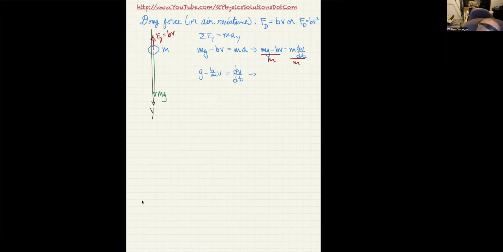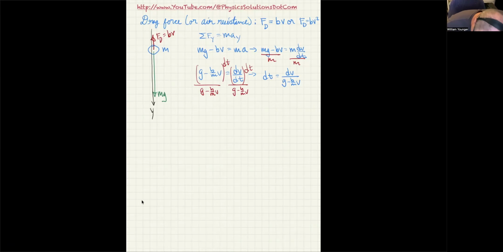Now I can multiply both sides by dt, and then I'm also going to divide both sides by g minus b over m times v. And when I do that, the left-hand side just becomes dt, but the right-hand side becomes dv over g minus b over m times v. So that's a separable differential equation.